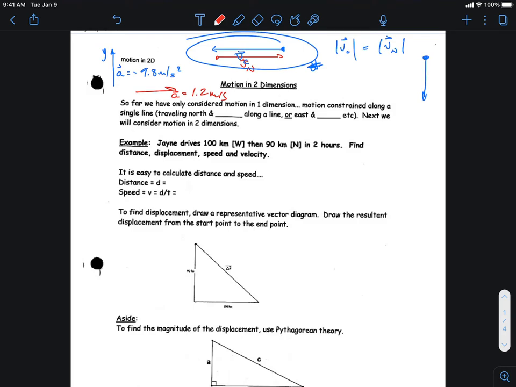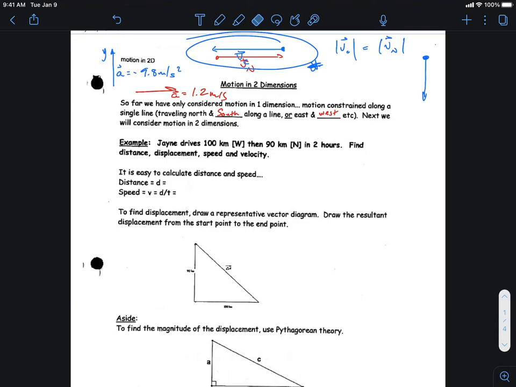And so far we've only considered motion in one dimension, motion constrained along a single line, traveling north and south along a line, or east and west, or some combination of those two, right? So something like this. It's fixed along these directions, right? And so what we're going to see today, we're going to have objects that travel in two directions now, okay? And we're going to use some math that you guys have already done in order to tackle those questions, okay?